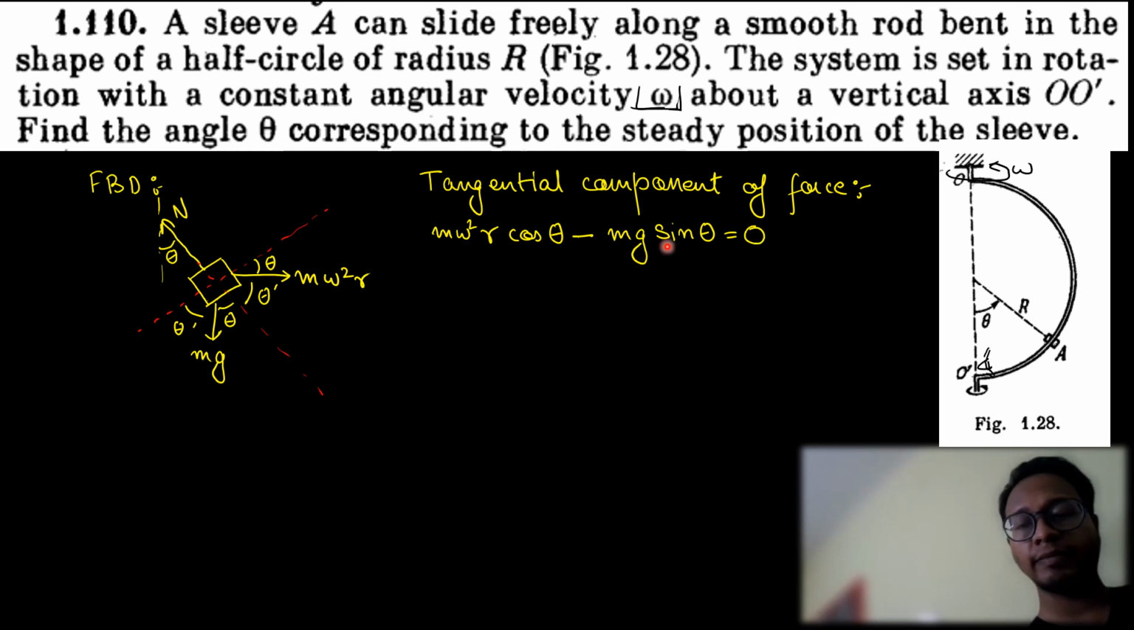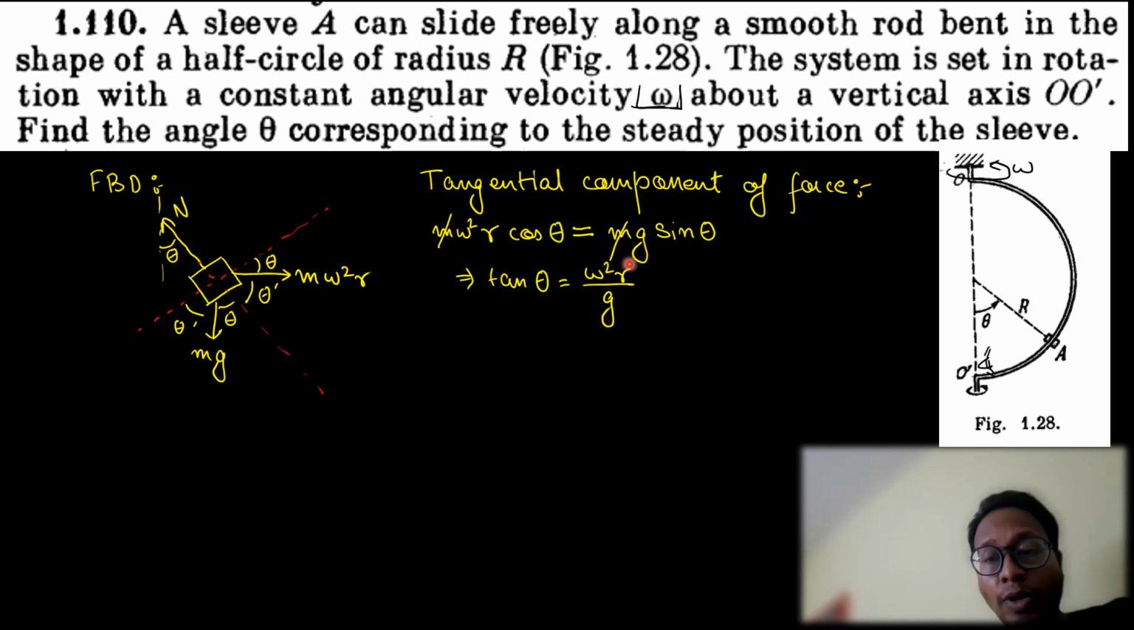Now if I send this term to the right hand side, it becomes m omega square r cos theta is equal to mg sin theta. Now I can cancel m and m, cancelling the mass out here. So tan theta is equal to omega square r by g. Now let's focus on this r. What is this r? This r is nothing but the radius of the circular orbit, or the radius of this orbit, no?